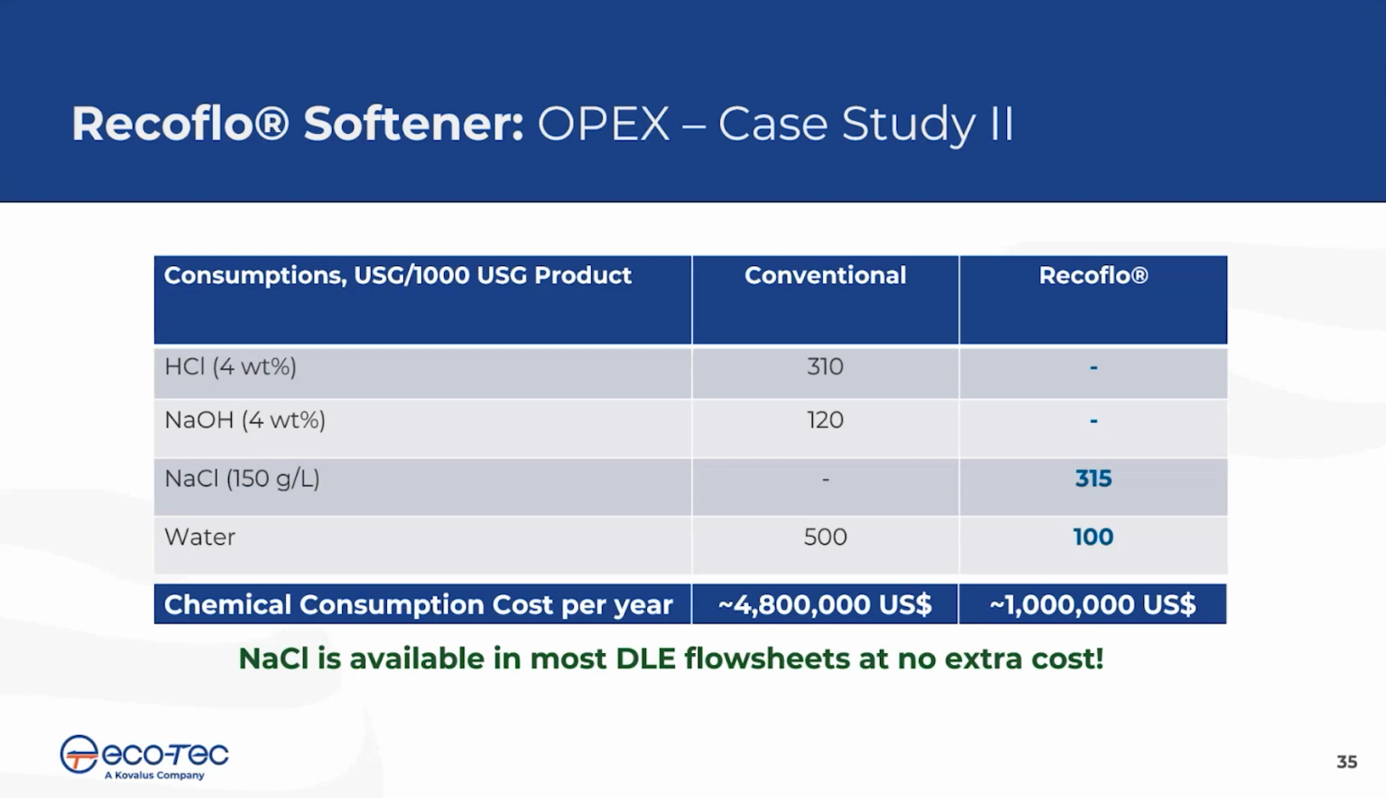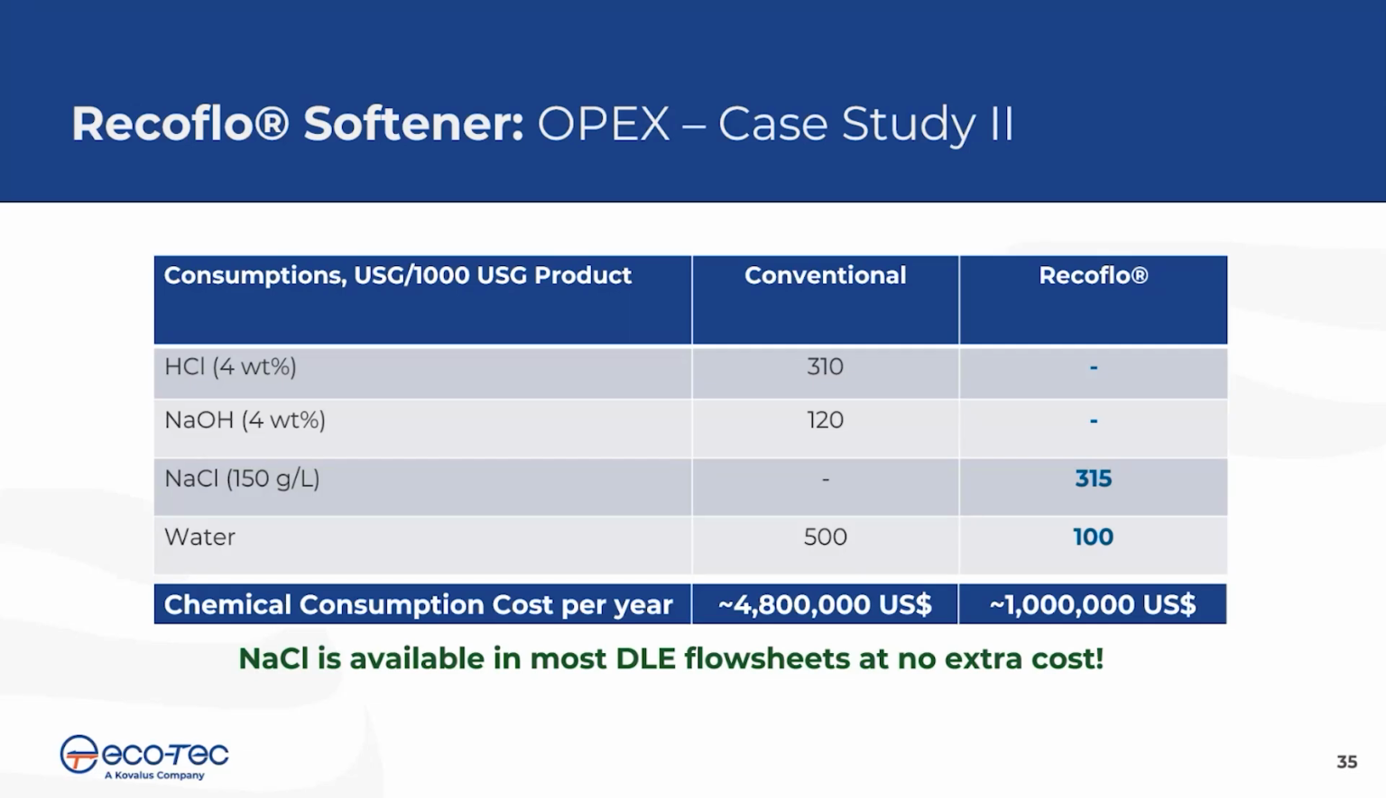In case 2, the conventional system uses 310 US gallons of hydrochloric acid and 120 US gallons of sodium hydroxide with 500 US gallons of water. Recoflo uses 315 US gallons of sodium chloride with only 100 US gallons of water. The annual chemical consumption cost shown is about $4.8 million per year for conventional versus about $1 million per year for Recoflo.